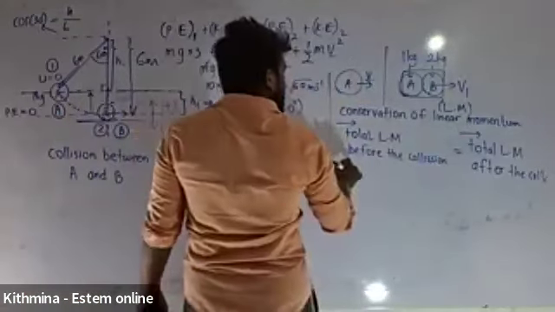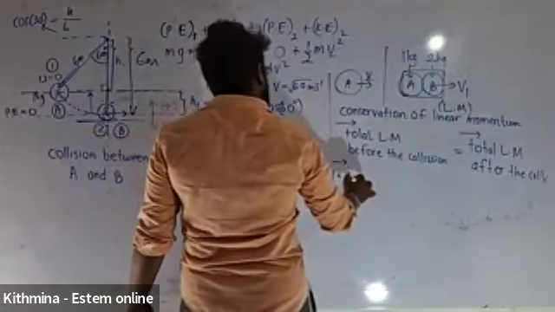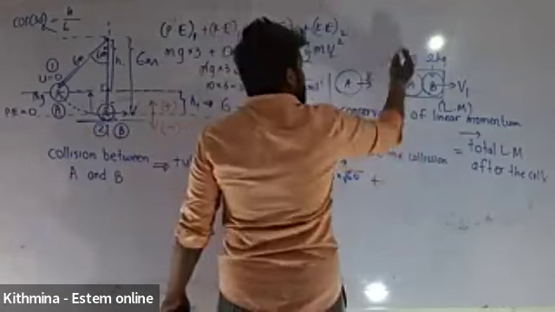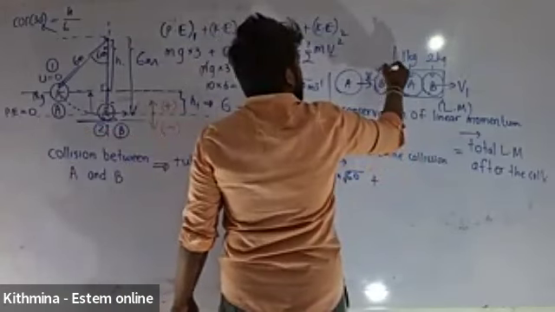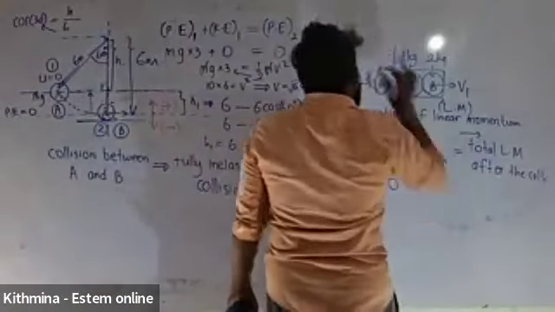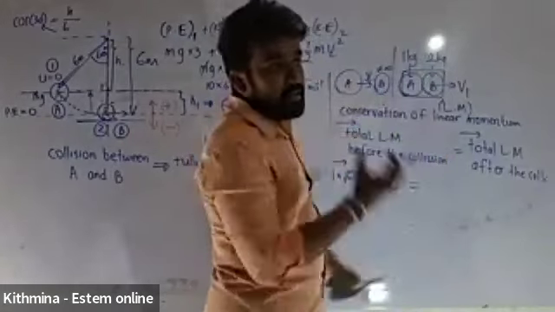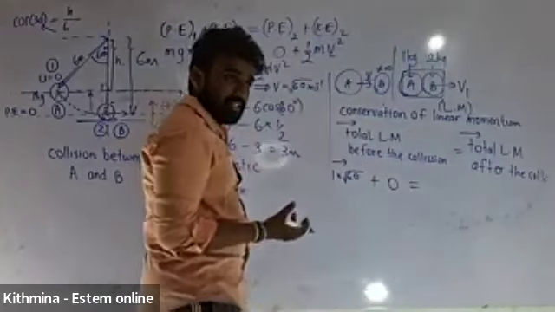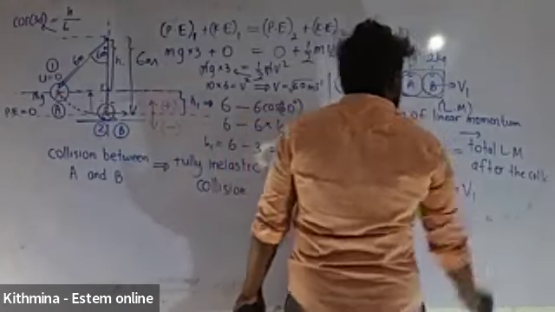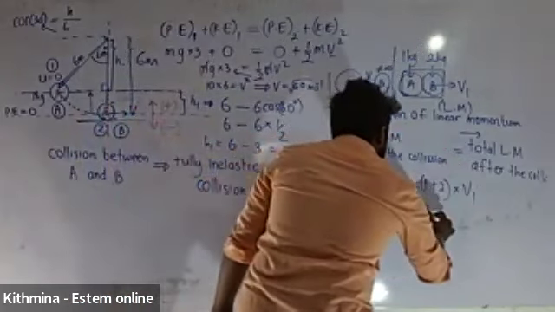Now, total linear momentum before the collision is capital A: the mass of capital A is 1, V is root 60, plus, before the collision, B is 0. That's the thing, B is 0. Now we can consider both of these masses as a single mass because this is a fully inelastic collision. Now we can put 1 plus 2, and this is the velocity that they are asking. Now root 60 equals 3 into v1.